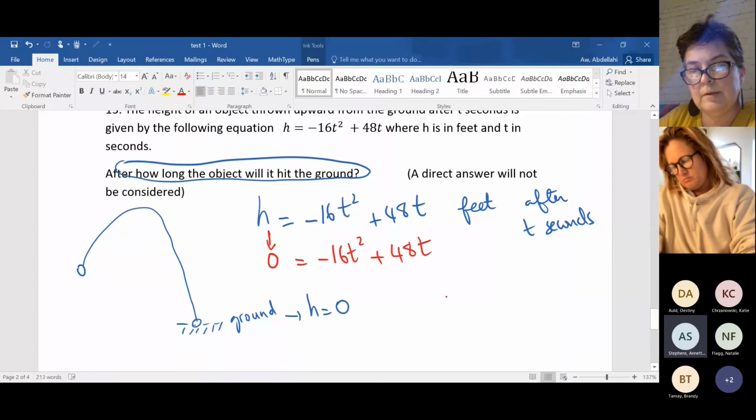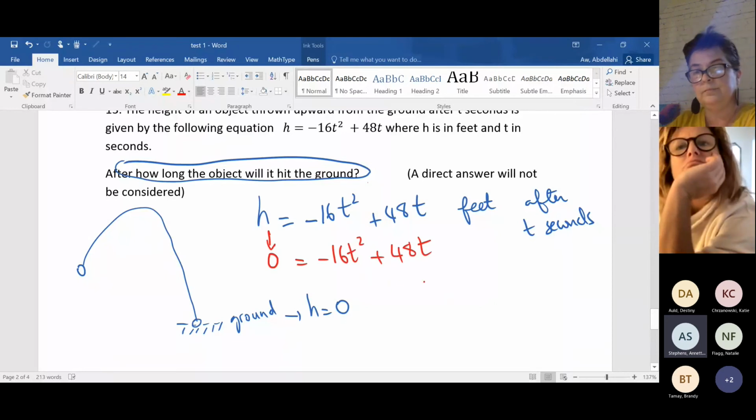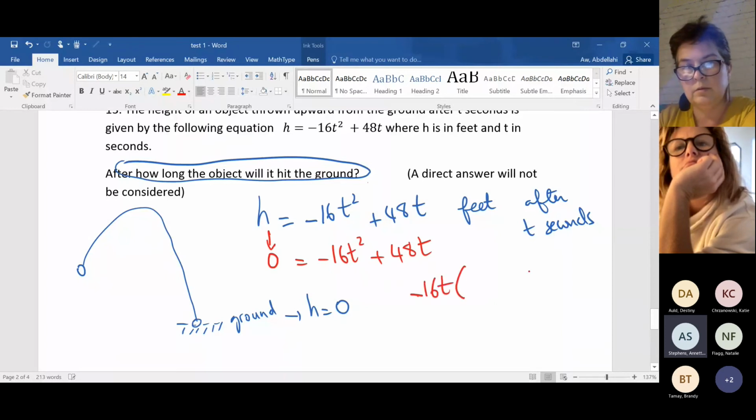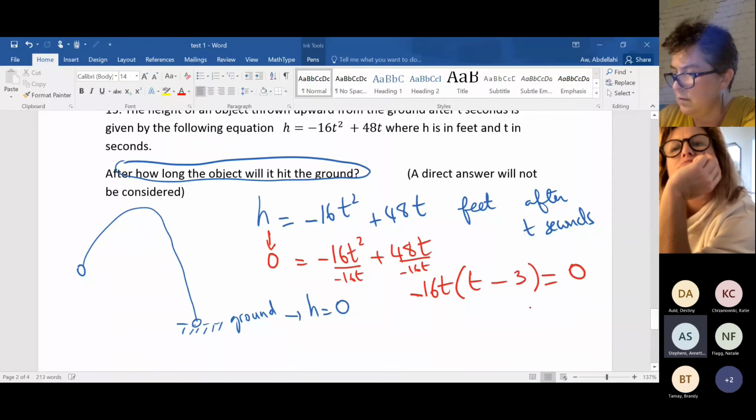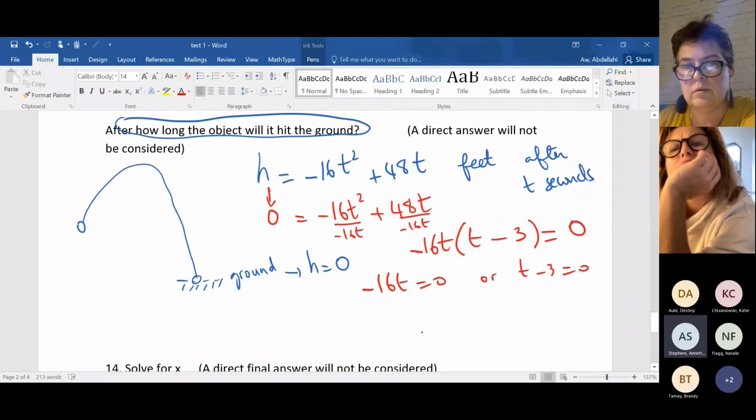The only method we knew back then was GCF factoring. So we factor this by negative 16t. In parentheses we have t minus 3, equals 0. Then we set each factor to 0. We get negative 16t equals 0, or t minus 3 equals 0. So the first equation, when you say negative 16t equals 0, how much is t going to be?